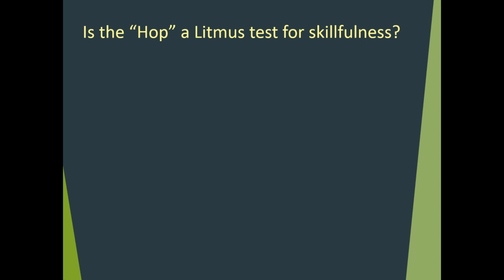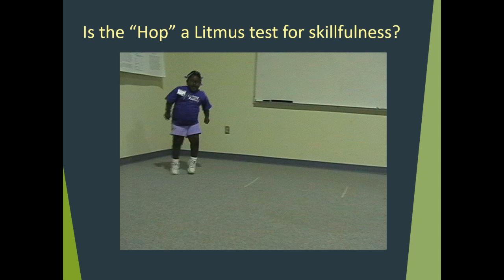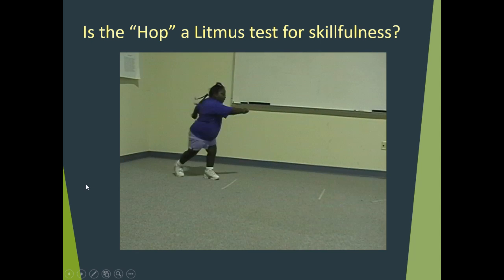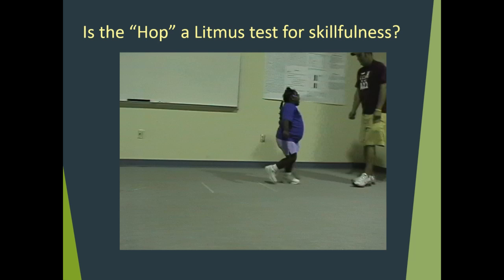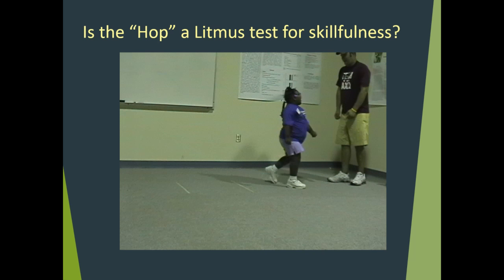Question here: is the hop a litmus test for skillfulness? What I want you to do is to look at how this kid performs the hop. In the process of viewing her performance, think in terms of interlimb and intralimb coordination. Why the hop is a difficult skill and why, in essence, it is a good litmus test for skillfulness. Did this child finish a full cycle of hop as we described it?